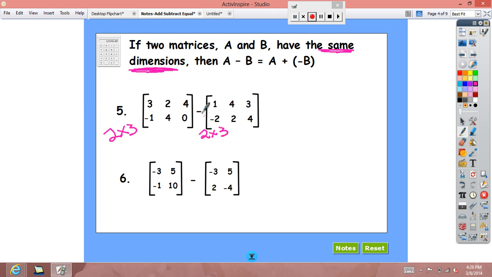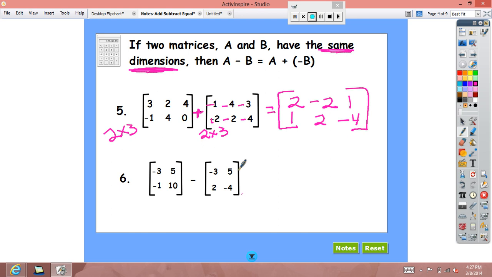Okay, and since I have subtraction this time, I'm going to make it addition and then distribute in the negatives. So this negative 2 becomes a positive, negative, negative. And now I can just add. So 3 plus negative 1 is 2. 2 plus negative 4, negative 2. 4 plus negative 3, 1. Negative 1 plus 2, 1. 4 plus negative 2, 2. 0 plus negative 4, negative 4. Okay?